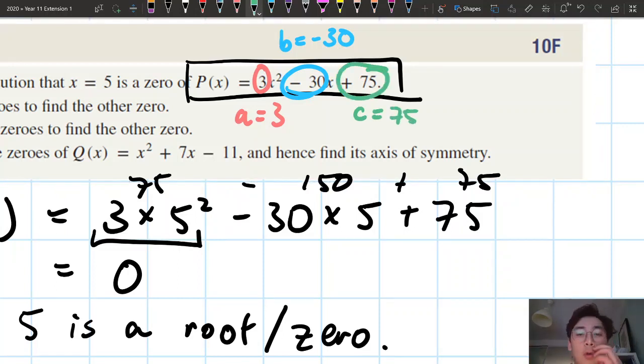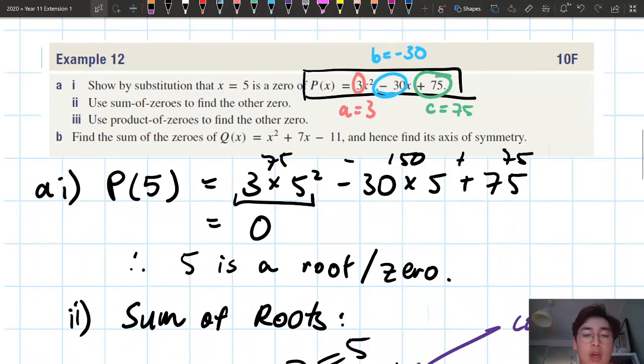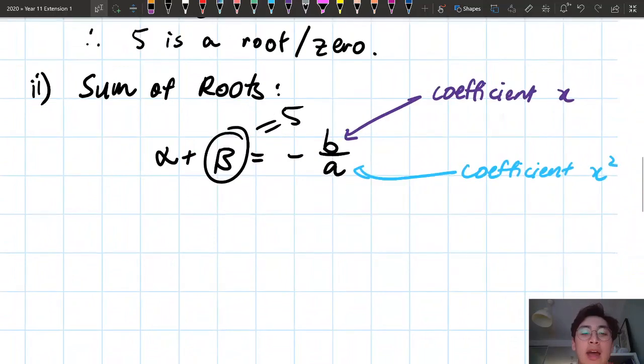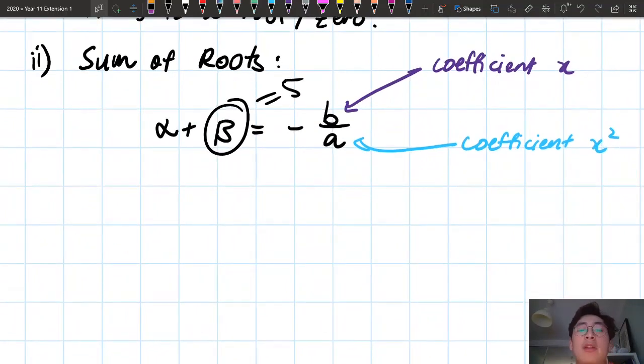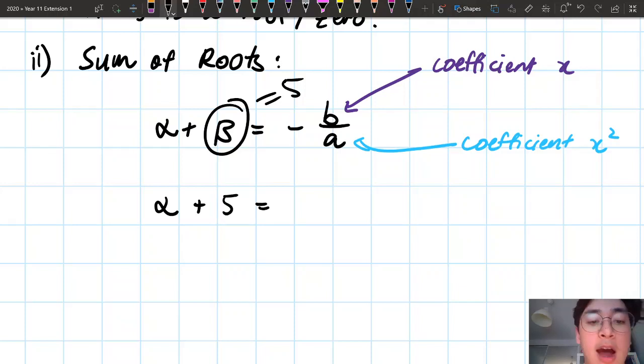So we're going to use all three of these parts to help me answer these next two questions. Okay, so the first part is sum of roots. It tells me that alpha plus beta, the sum of my two roots, gives me negative b over a. I don't know what one of the roots is, but I know that one is 5. So I've got alpha plus 5 on one side. I know that one of my roots is 5, so I'm going to let beta be equal to 5.